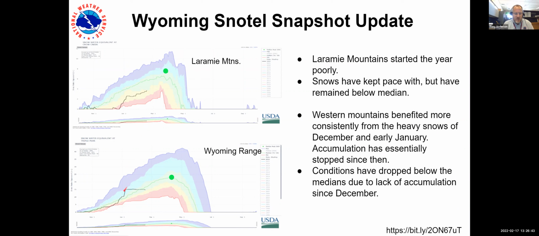Further west in the Wyoming Range, the Triple Peak SNOTEL is fairly representative of the pattern that Jim showed us in the basins and has been seen in the stations across western Wyoming. The snow accumulation curves have flattened since early January, and as a result, the stations and basins have lost ground relative to the median snowpack. Next slide.